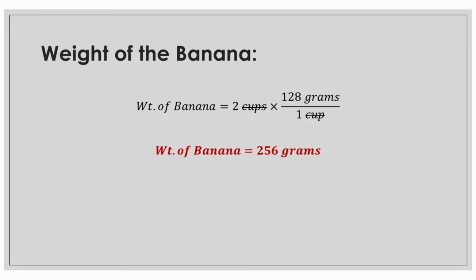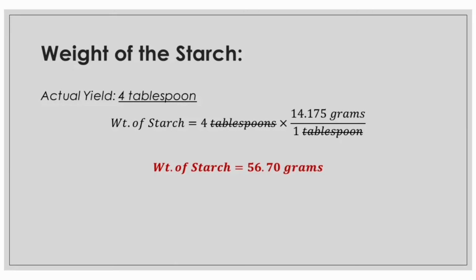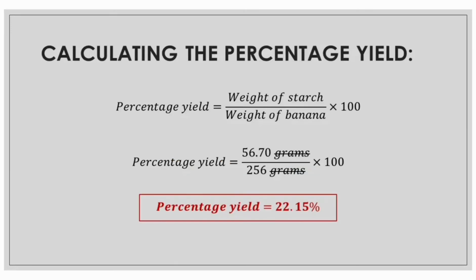The weight of the banana is 2 cups, which is equivalent to 256 grams, and the actual yield for the weight of the starch is 4 tablespoons or 56.70 grams. And lastly, the calculation of percentage yield is equivalent to 22.15%, which was produced from the extraction of starch from banana.